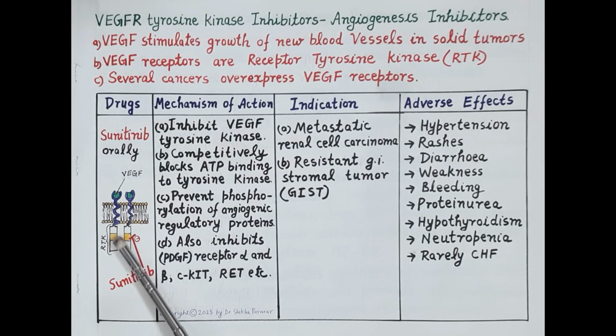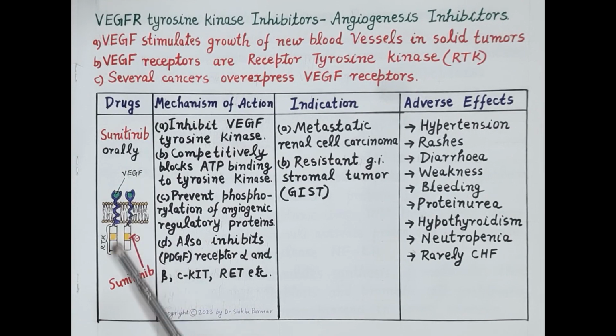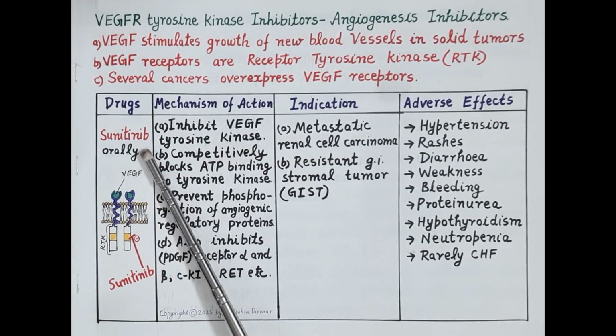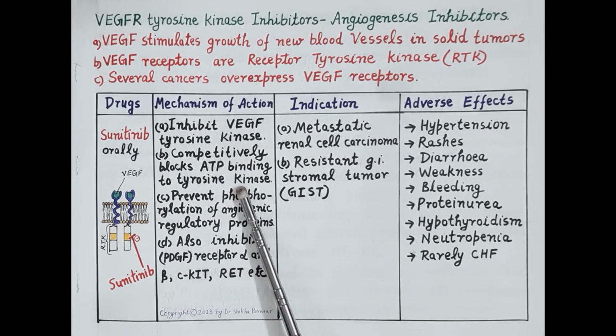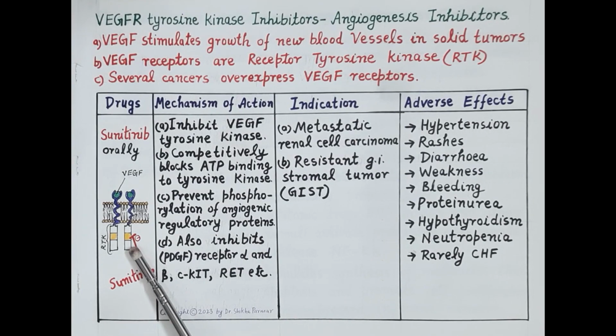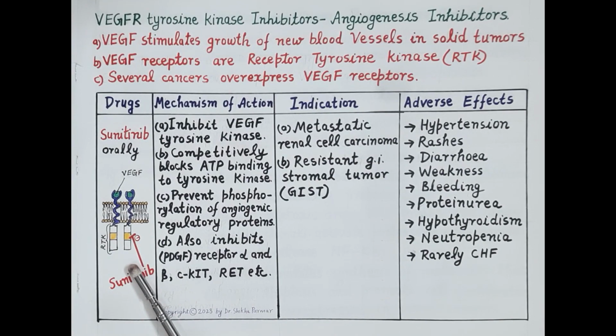As you can see here, the tyrosine kinase is found attached to the intracellular site of these receptors. Now, sunitinib is a vascular endothelial growth factor receptor tyrosine kinase inhibitor. So, sunitinib competitively blocks the ATP binding site of tyrosine kinase. This prevents phosphorylation of angiogenic proteins, and thus angiogenesis, that is the synthesis of new blood vessels, is prevented. In the absence of blood supply, tumor cells degenerate.